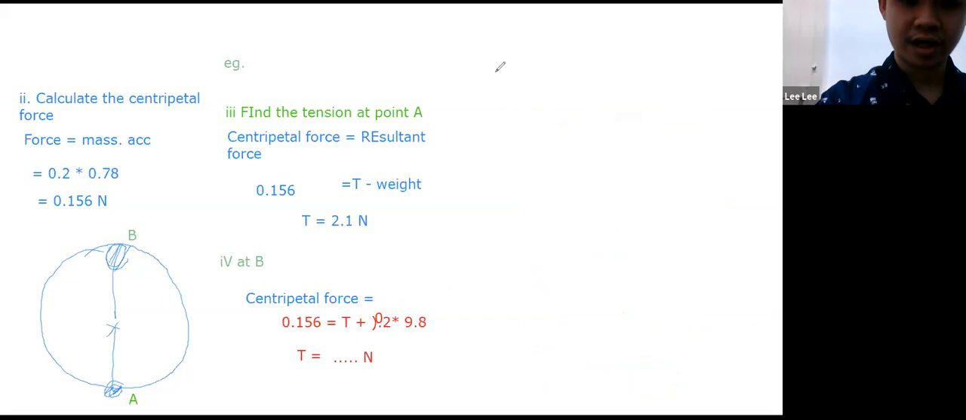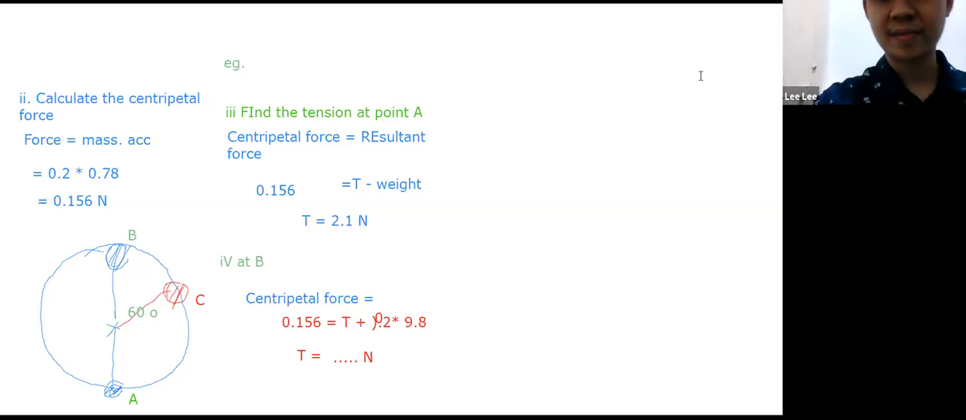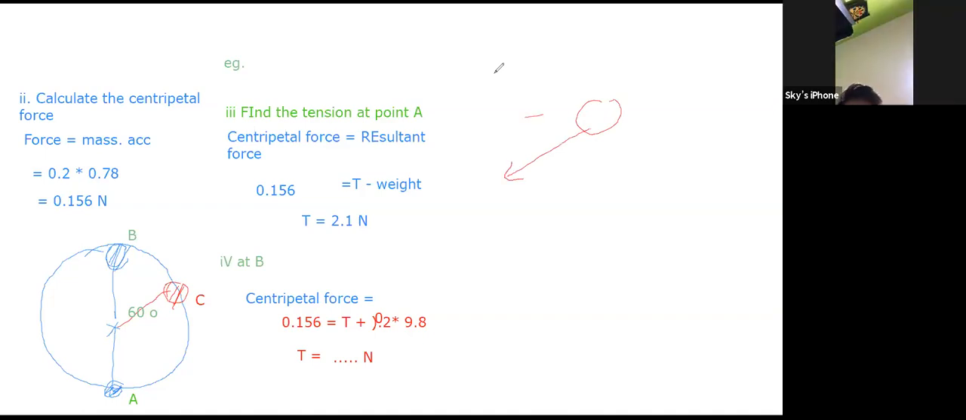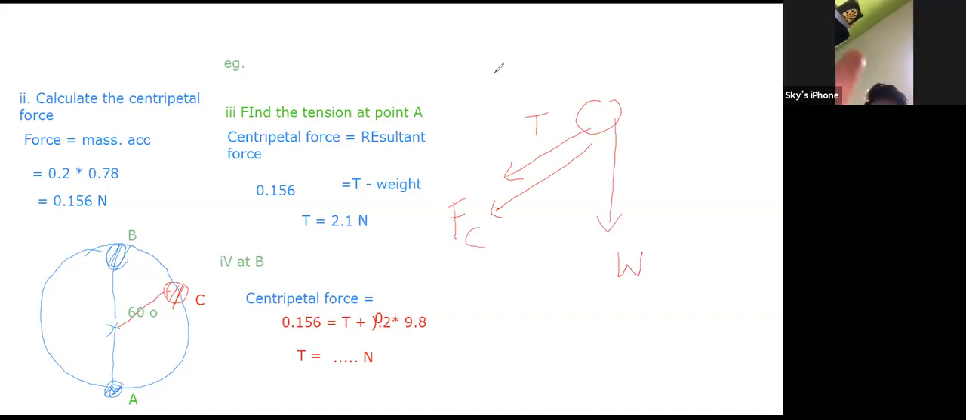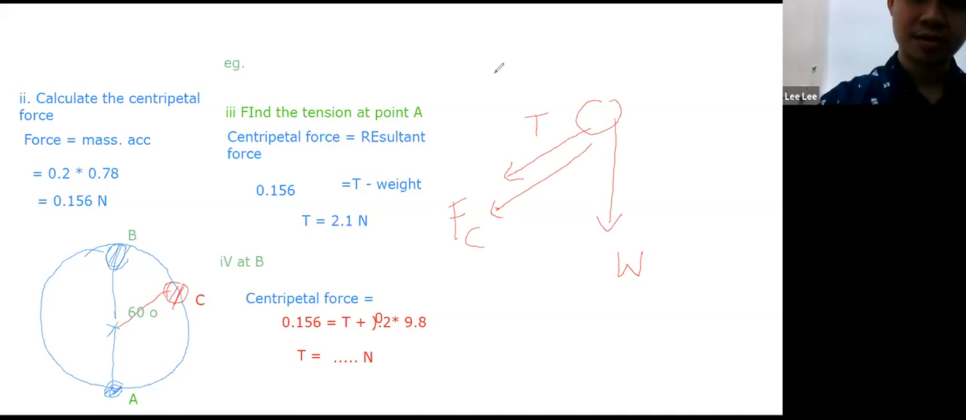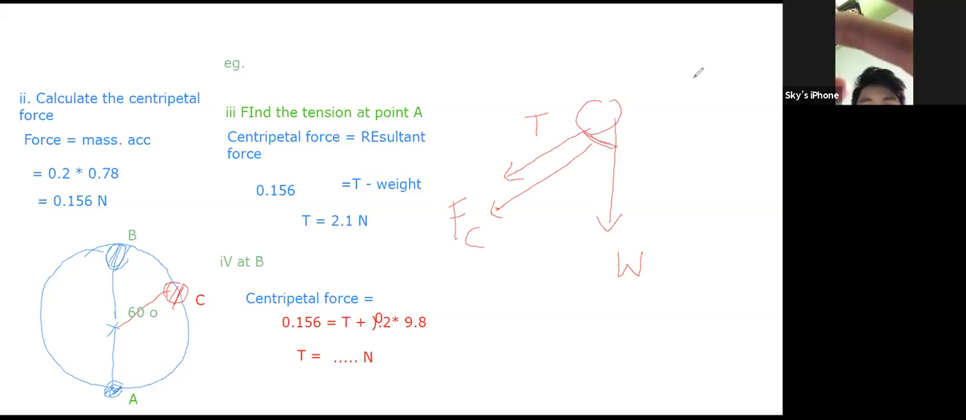Actually, if your vector's okay, then that's okay. That's at point C now. Now let's say this angle is 60 degrees. So you have to draw the free body diagram. The tension is to this side, right? Your centripetal force is also to this side, right? But our weight is to this side. And this one is how many degrees just now? 60. And here also 60 degrees.